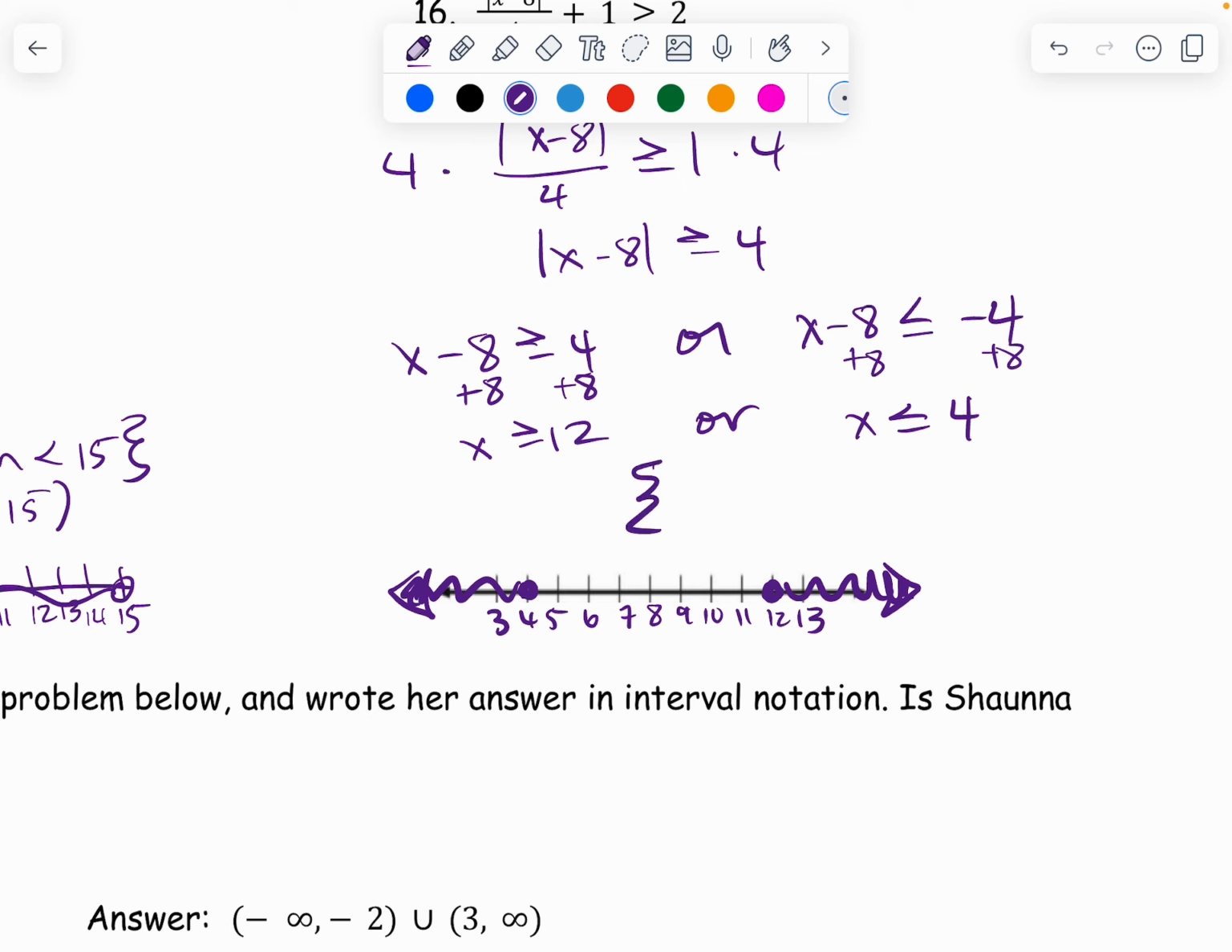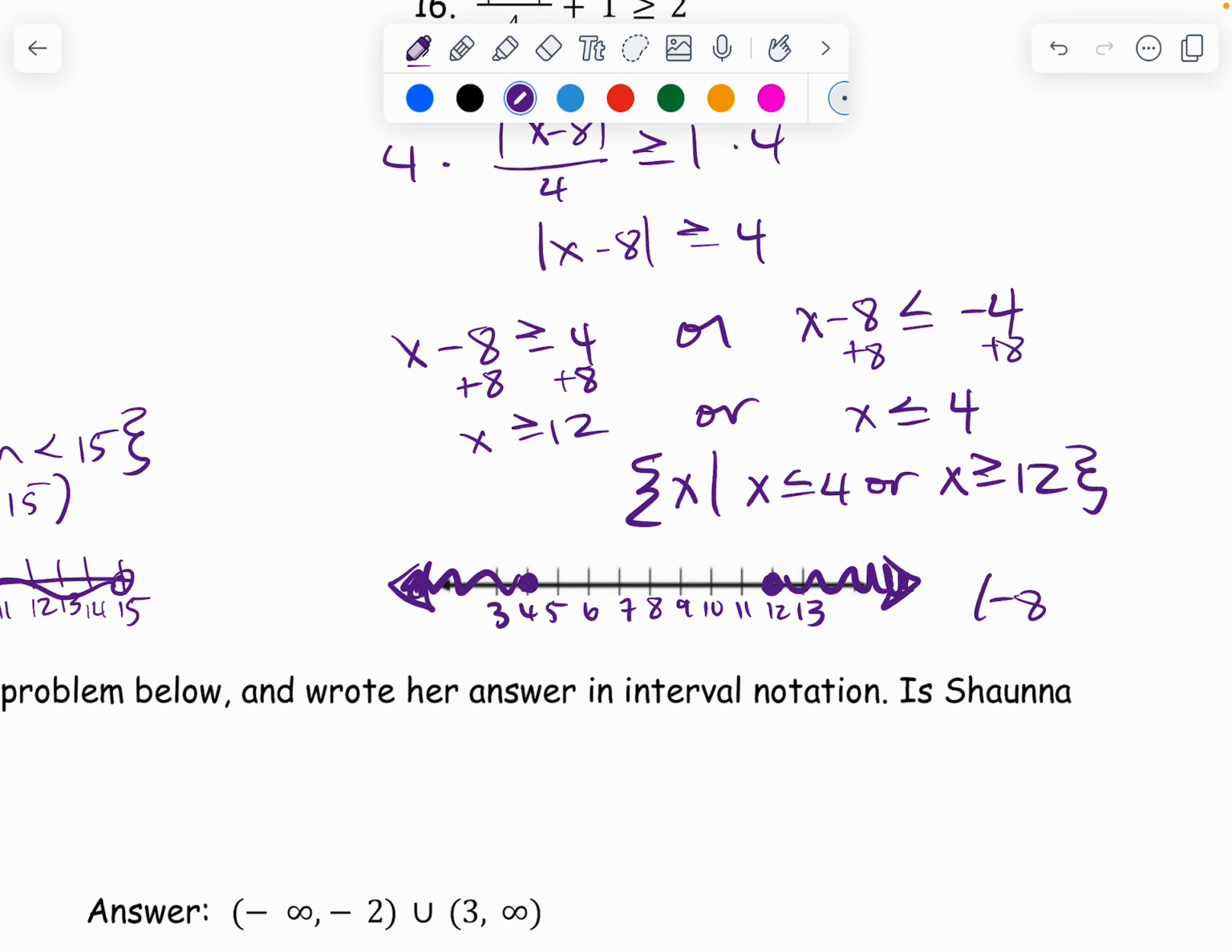So x such that x is less than or equal to 4, or x is greater than or equal to 12. So we are going from negative infinity, oops, that's 8, not infinity, to 4, union 12 to positive infinity.